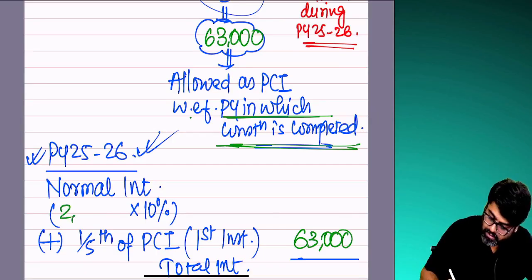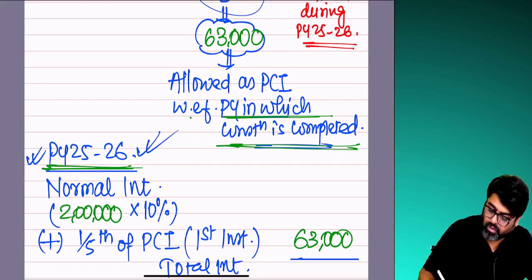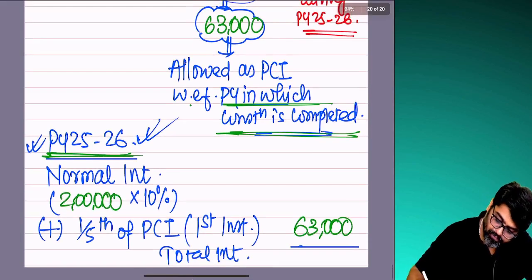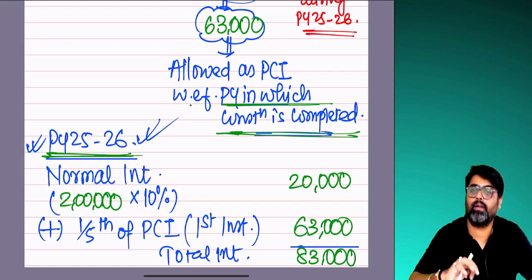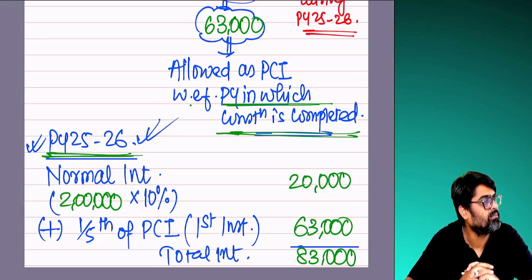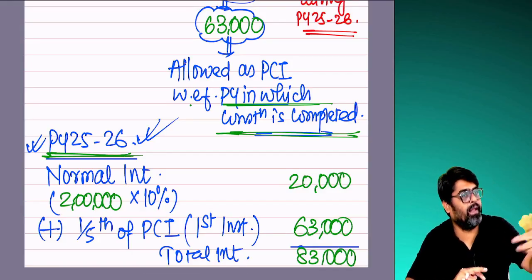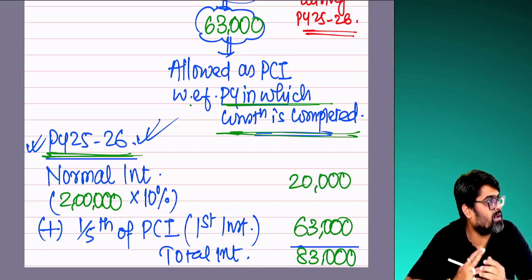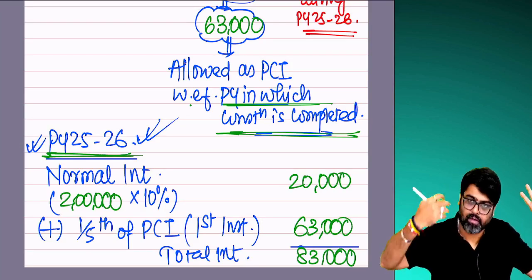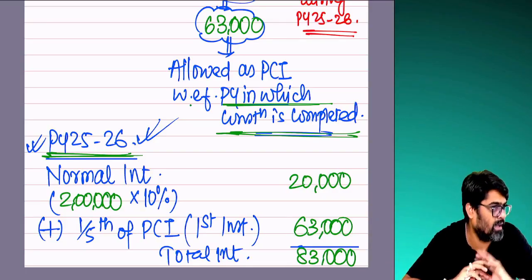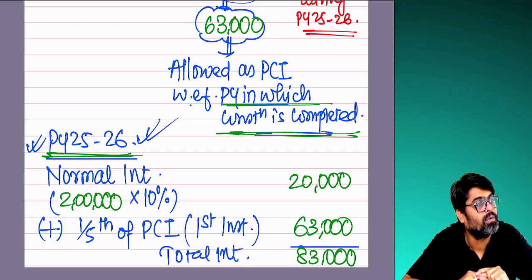Getting my point? So 2 lakh which was outstanding during the previous year 25-26, on that 10%, how much will you pay? 20,000. Getting my point? And 63,000. Total will be? Now this 83 will be total interest for this year. If this year the property is LOP, DLOP, fully allowed. If this year the property is SOP, then subject to 2 lakh, this 83 will be fully allowed. 2 lakh will be the limit. Yes or no? Will you be able to calculate like this?